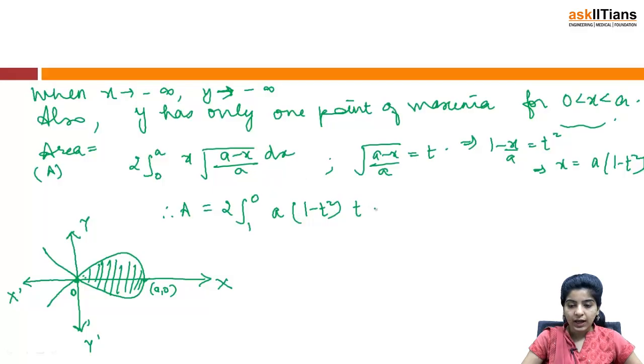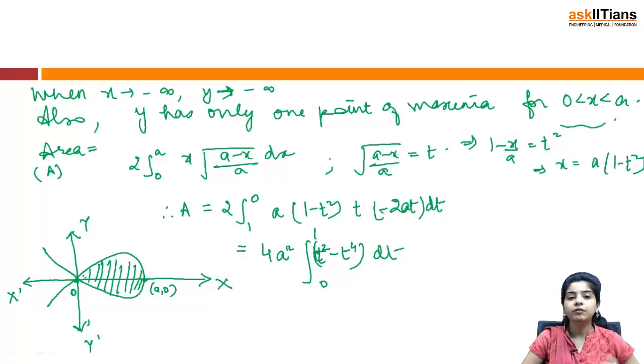Then we have this was t, and dx is minus 2a t dt, right? So this is how the new area equation looks once we substitute this to be equal to t. So A is finally this. So this is equal to 4a square, 2 into 2 becomes 4, then we have a square, then t square minus t to the power 4 dt, and then we have 0 to 1. Instead of this negative sign, we have just interchanged the limits. So we have 4a square integral 0 to 1 of t square minus t to the power 4 dt.